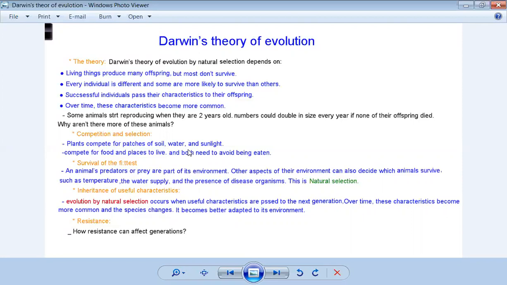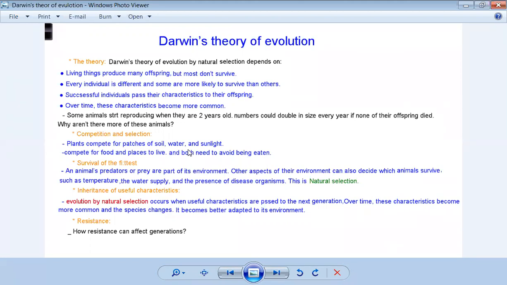If these animals don't have strong features, they cannot stand the high temperatures. They cannot fight for water supply, and if disease comes, they cannot fight it with their immunities. So who survives? The fittest. That's the meaning of survival of the fittest. So we call this natural selection. Nature plays a big role in selecting who survives and who dies.